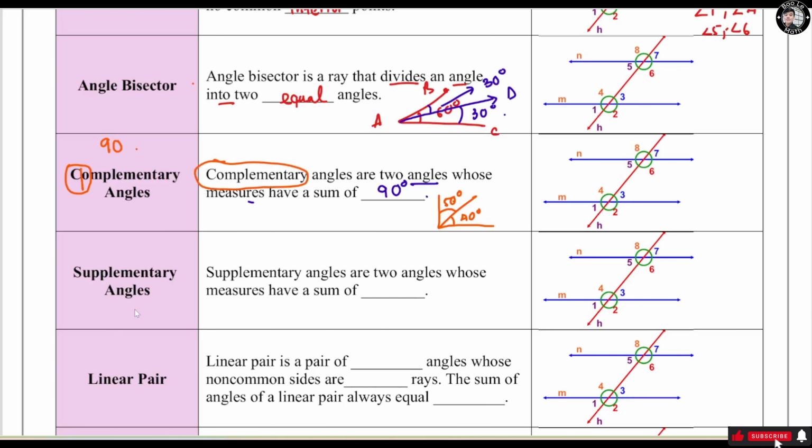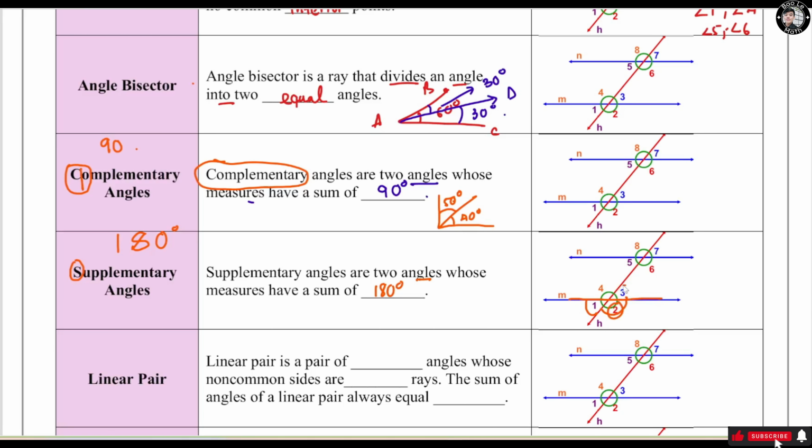Now, supplementary angles are two angles whose measures have a sum of 180 degrees. Again, look at the first letter right here, S, right? Write S over here, put the line right here, put 1, 8, 0. This is 180 degrees, right? So, look at this one right here, angle 1 and angle 2 are supplementary, right? Because they add up to 180 degrees. This guy is the straight angle, right?